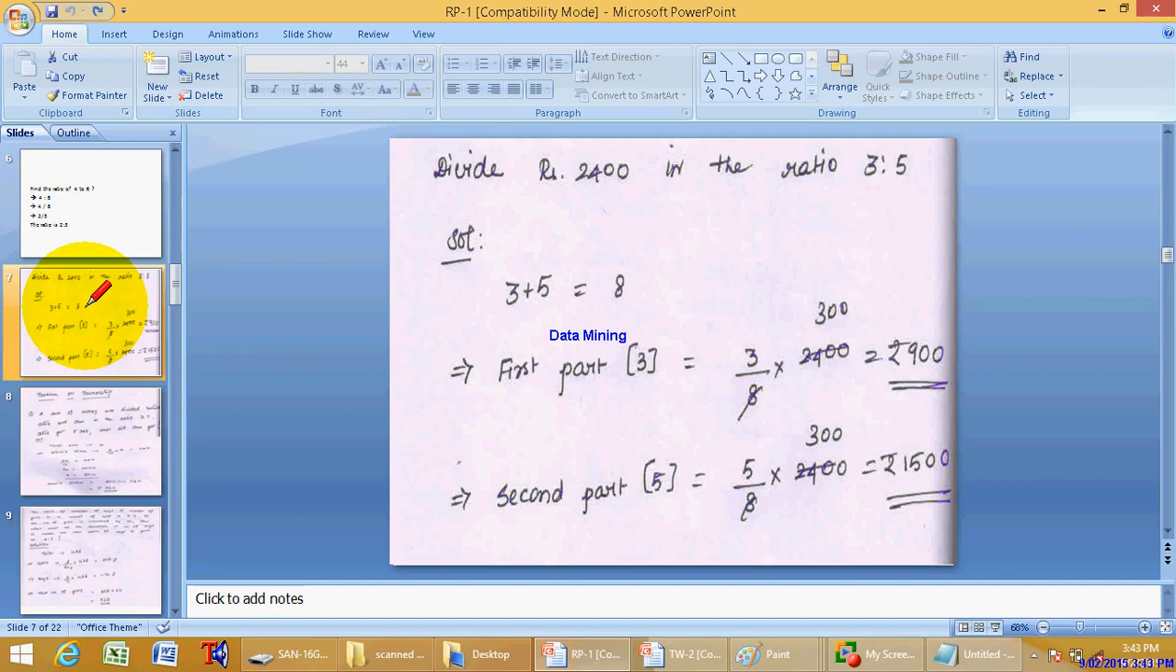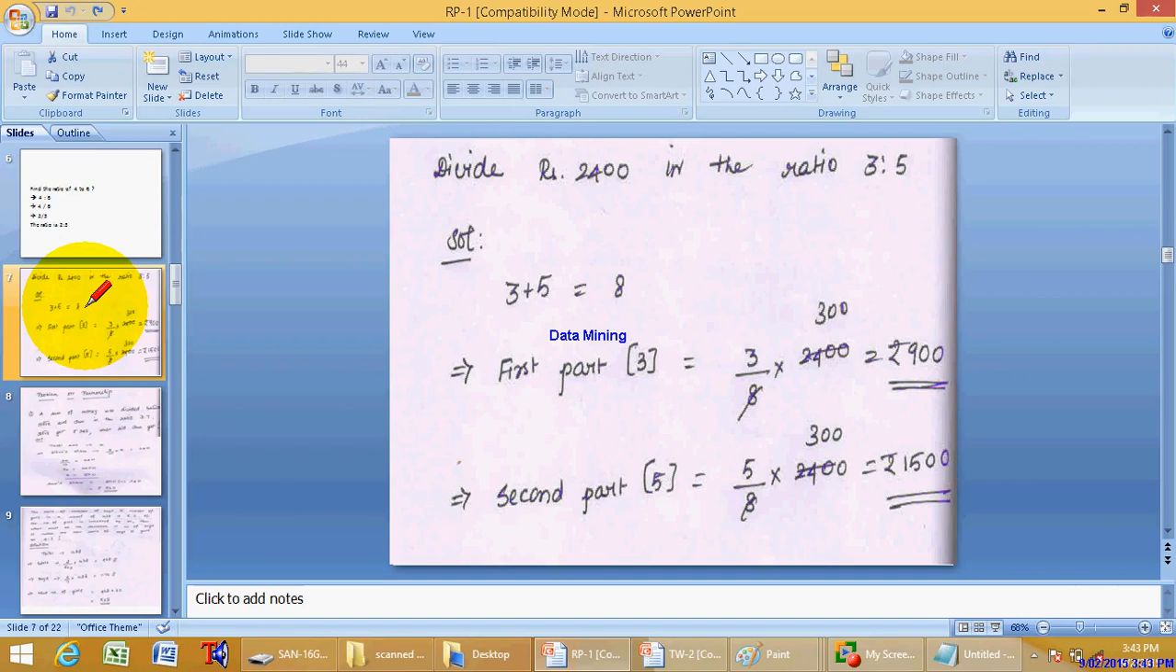See another model. They have given you a number or an amount, say in this figure. So divide rupees 2400 in the ratio 3:5. So 2400 is the amount given and the ratio is 3:5. We know the amount and also we know the ratios. Say for example, there are two persons who are going to share that amount, isn't it? So the total amount is given as 2400 rupees.